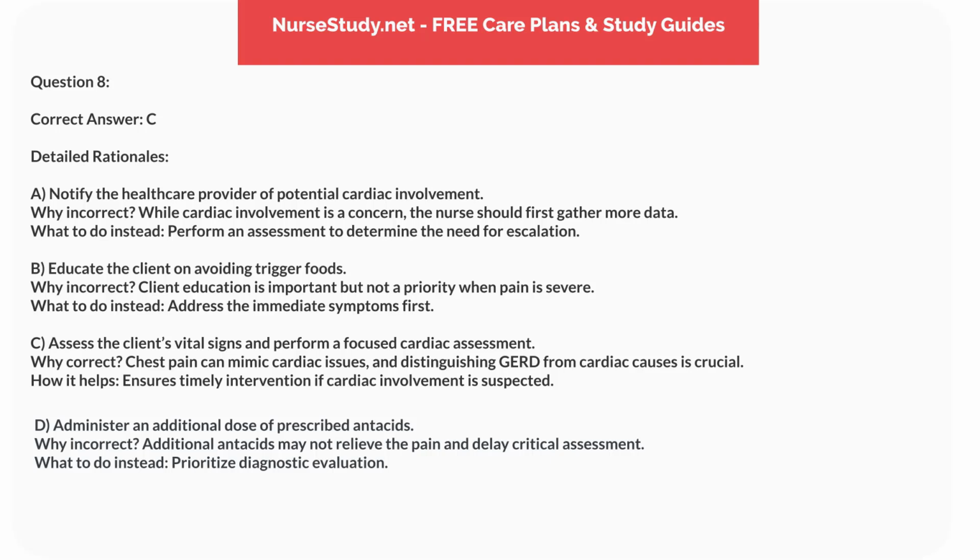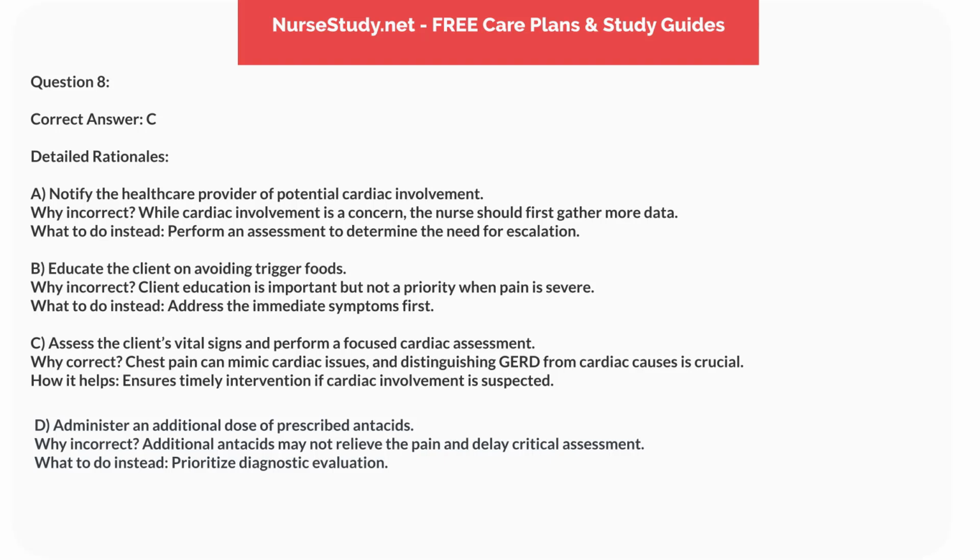Why incorrect? While cardiac involvement is a concern, the nurse should first gather more data. What to do instead? Perform an assessment to determine the need for escalation. B. Educate the client on avoiding trigger foods. Why incorrect? Client education is important but not a priority when pain is severe. What to do instead? Address the immediate symptoms first.